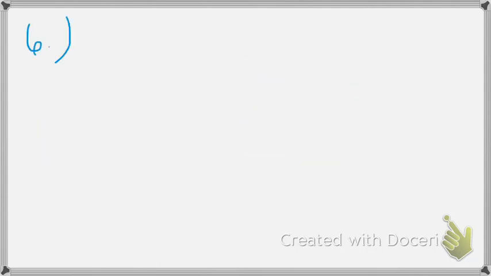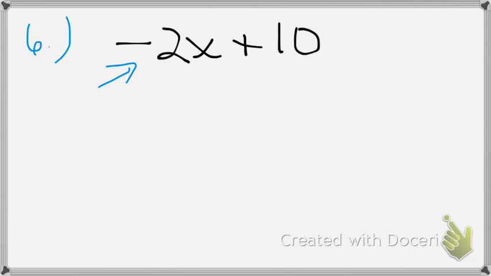All right, so number 6, last one. -2x plus 10. Now, again, because of the fact that that's a -2, I'm going to factor out a negative. What is the negative number that will come out of that? 2. You divide that out. Negative divided by negative leaves you with a positive. Positive 10 divided by -2 leaves you with?